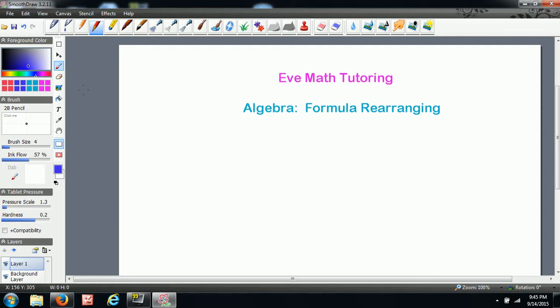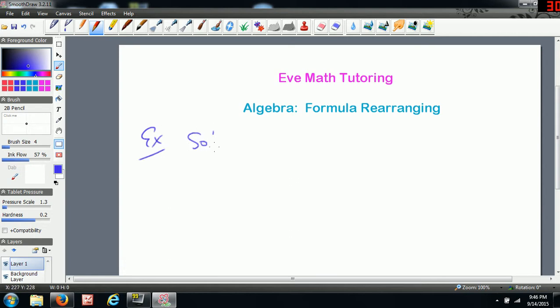Everyone, welcome back to Math Tutoring. Today's lesson is on algebra formula rearranging. So now when you're given a formula, you are asked to solve for a particular variable in that formula. So let's start off with an example.